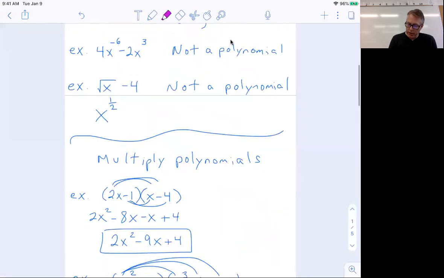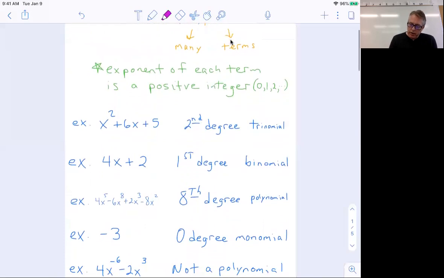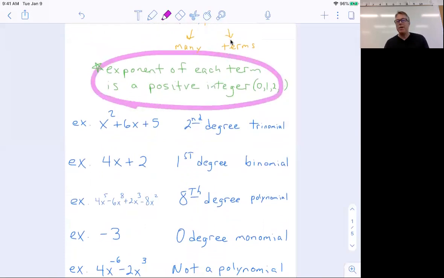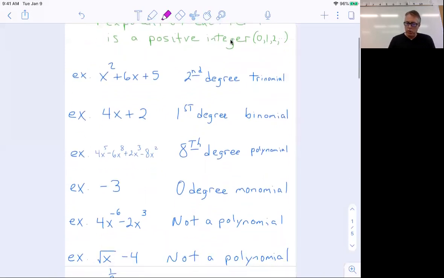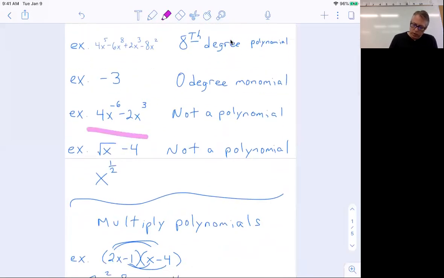All right, so just to recap quickly, we started off talking about polynomials. And the key with polynomials is that the exponent of each term has to be a positive integer. So if we wanted to classify this polynomial, that is a second degree trinomial because we have 3 terms. Okay, so we can classify it by degree and by how many terms. These, by the way, were not polynomials because negative 6 is not a positive integer, and 1/2 is not a positive integer, so those are not polynomials.